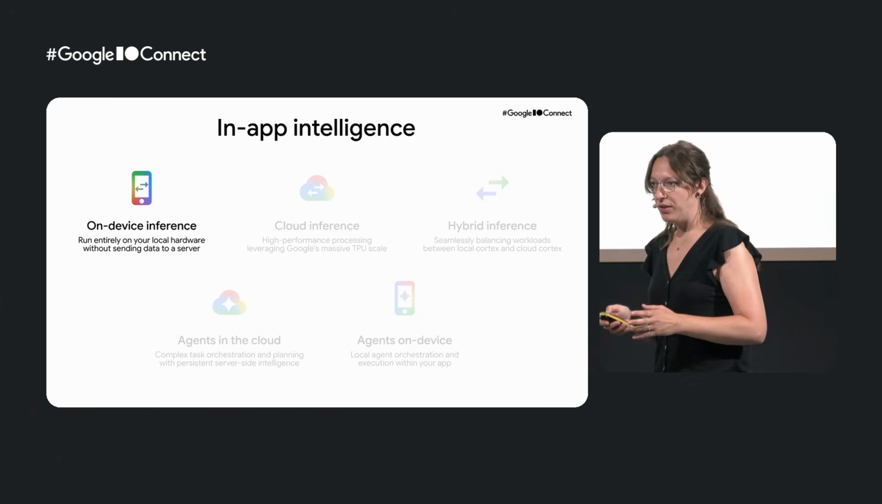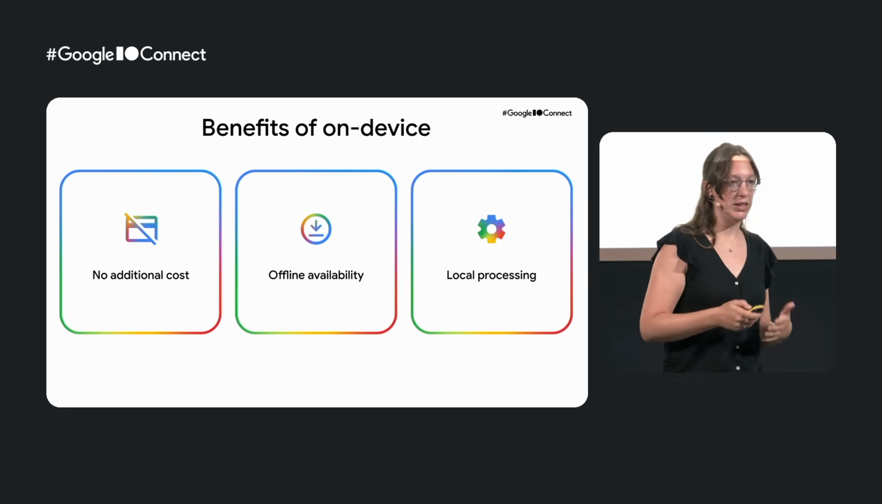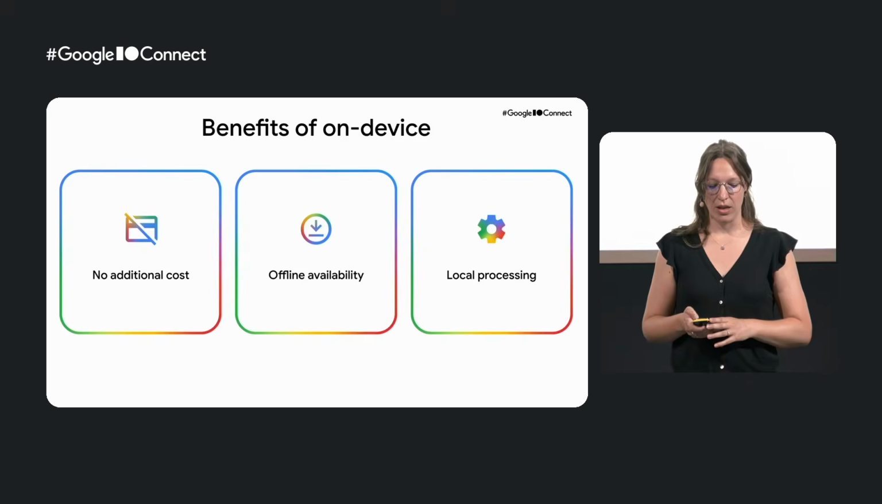So what does that look like in code? We're using on-device inference, which means that we can do this fully offline without any cloud inference costs, and the user can be confident that whatever that receipt was, that data is not going to go to the cloud.